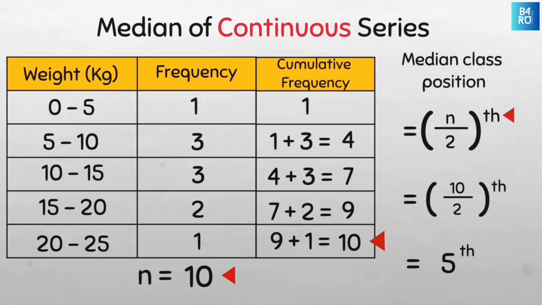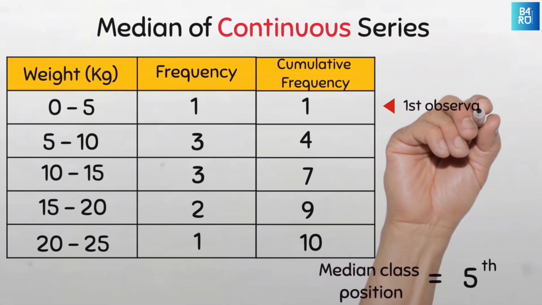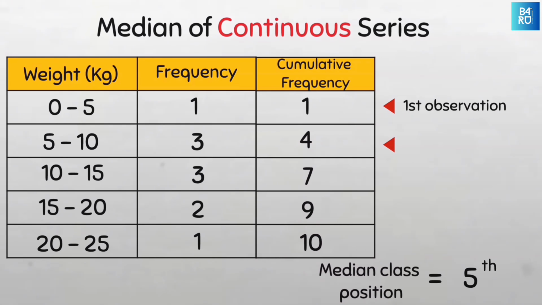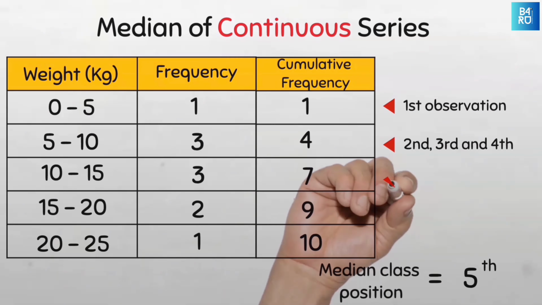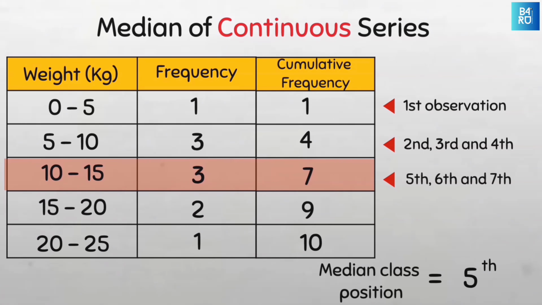Nice. Next, we locate the median class using the cumulative frequency. The first observation lies in this class, as we can see a frequency of only 1. Then the next 3 observations lie in the second class, alright? That's already 4 observations, right? But we are looking for the 5th observation. And the 5th, 6th, and 7th observations all lie in the class of 10 to 15 kg. So this is our median class. Great. Let's pay special attention to this class, its frequency and everything.